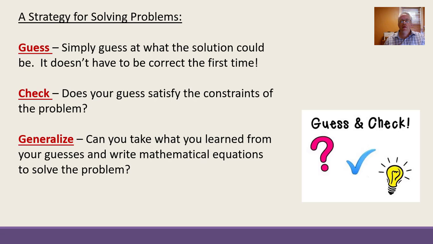All right, the method we're going to use is called guess, check, and generalize. This is a good problem-solving strategy. It starts by simply taking a guess at what the answer could be. You don't have to be right or even close, but just start with something. Then we're going to check our guess to see if it actually fits the facts of the problem, the constraints.